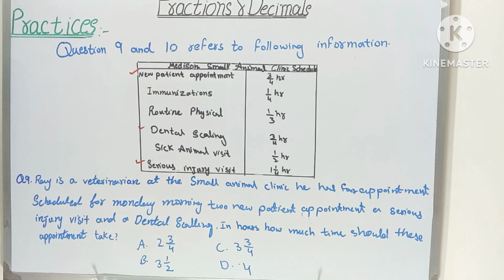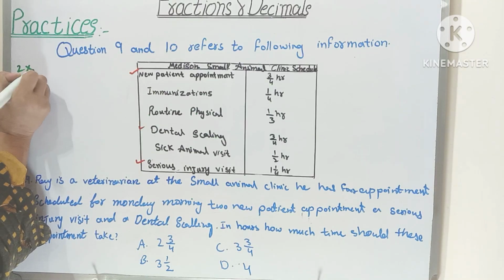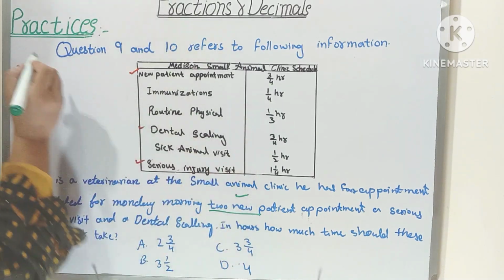Now we will solve this question. Let's calculate the total time Ray needs for his Monday morning appointments based on the appointment breakdown. 2 multiplied by new patient. We have 2 new patients.